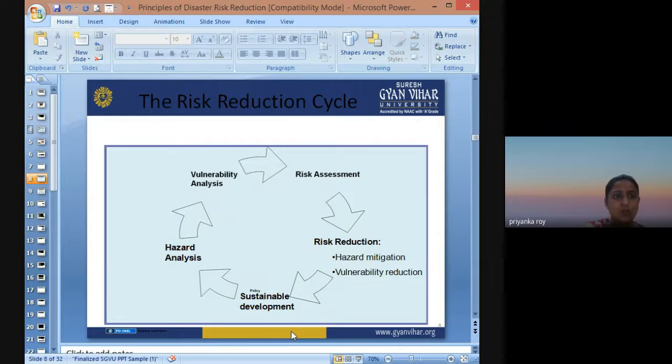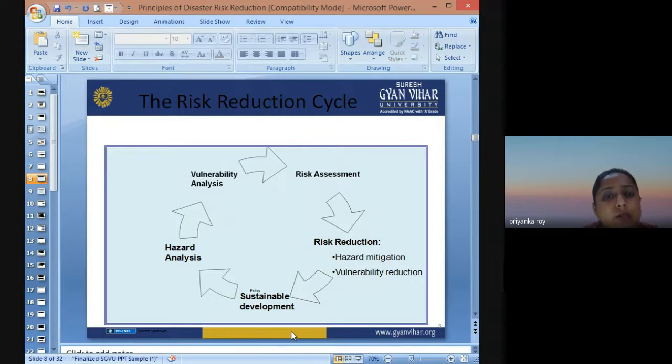Okay, so when we are talking about the risk reduction cycle, first of all, we need to have a hazard analysis. What are the hazards that are there? What is the degree of hazards that is existing in that region? The proximity of the anthropogenic elements to the hazard, the exposure. Proximity means exposure, and then which are the elements which are vulnerable to these hazards turning into disaster.